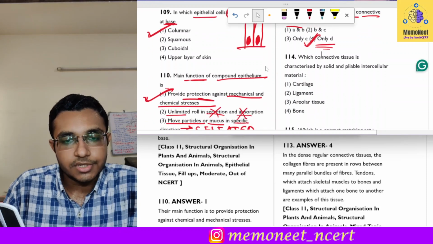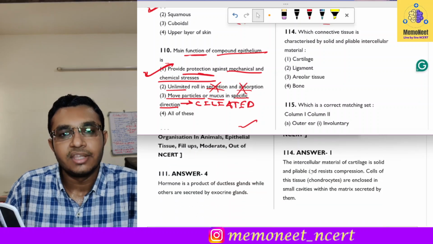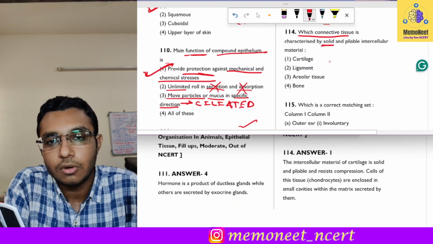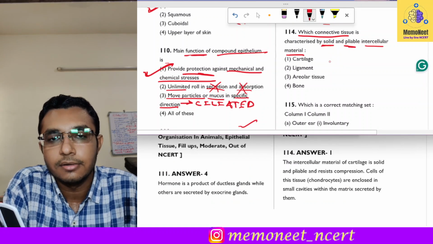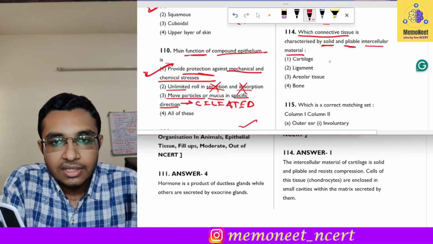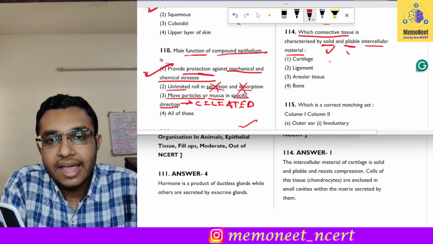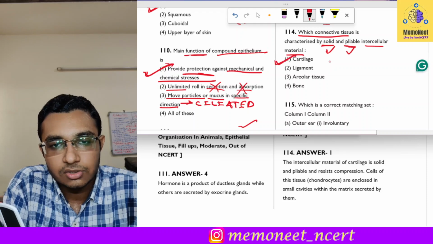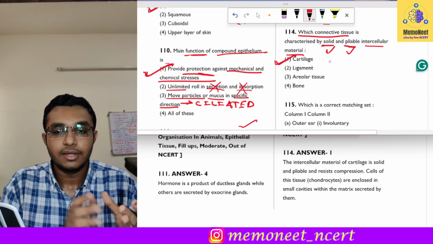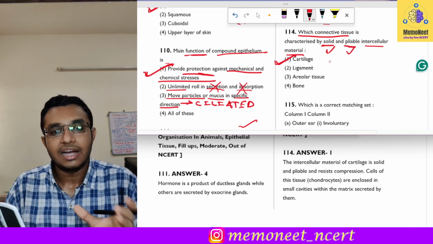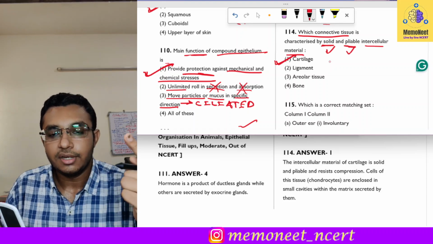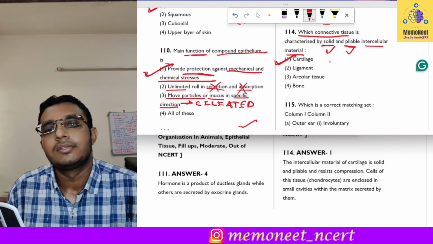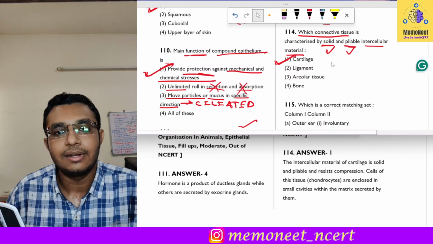Moving on to the next question, that is question number 114. The question states which connective tissue is characterized by solid and pliable intercellular material. The connective tissue which has solid and pliable intercellular material is the cartilage. You need to remember that the matrix of cartilage is solid in nature and it is pliable and it also resists compression. So the correct answer of this question is option 1, cartilage.